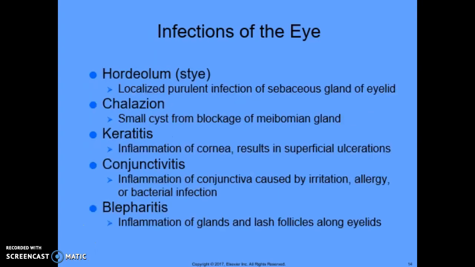Now we're going to look at infections of the eye. Hordeolum, also known as a stye, is a localized purulent infection of sebaceous glands of the eyelid. Chalazion is a small cyst from blockage of the meibomian gland. Keratitis is an inflammation of the cornea, and it results in superficial ulcerations.